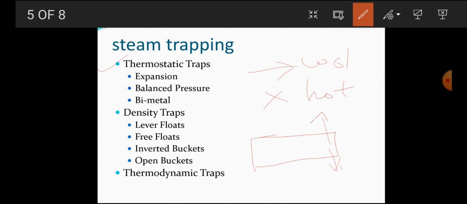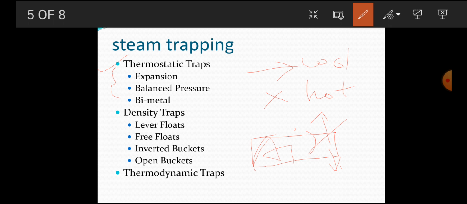Since air, like cooled condensate, has a temperature significantly lower than steam, thermostatic traps are generally very good at venting large amounts of air. So these traps can generally vent air very efficiently. So basically there are three types of traps. First is the expansion trap. Expansion trap elements have an internal filling that expands and contracts with temperature change to actuate the valve, but the filling does not vaporize.